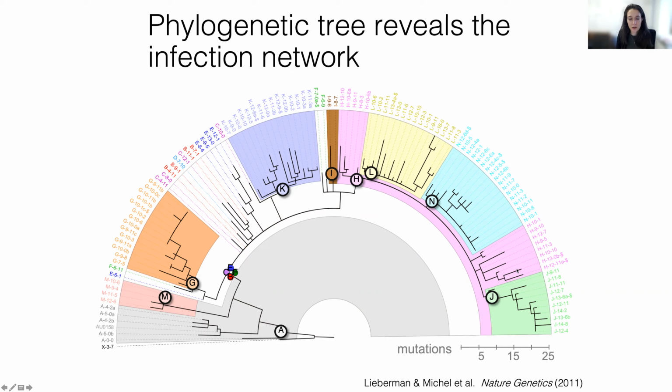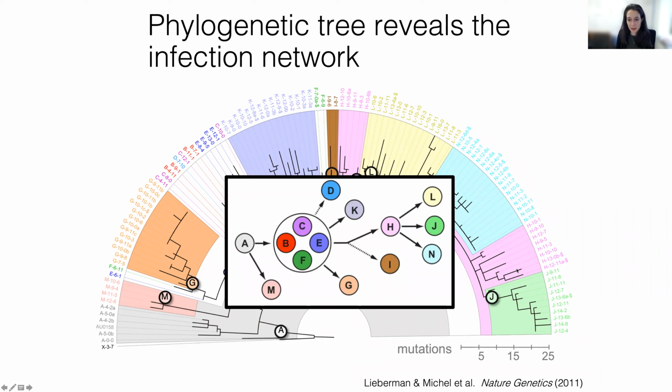And so we can use this to generate a transmission network, right, where we can say that it's likely that the bacteria that infected patient N had an ancestor in patient H. And while we didn't sample everyone in this outbreak, we were able to confirm that this outbreak was person-to-person spread and not from some hospital source.